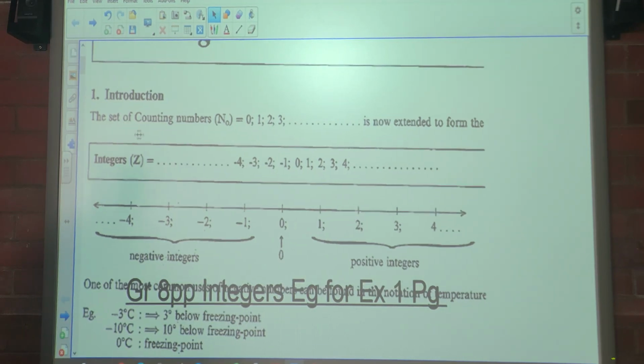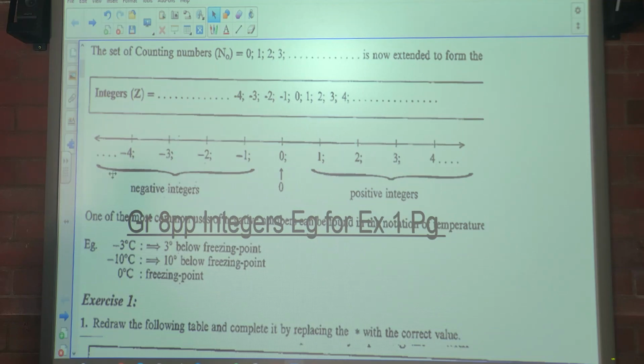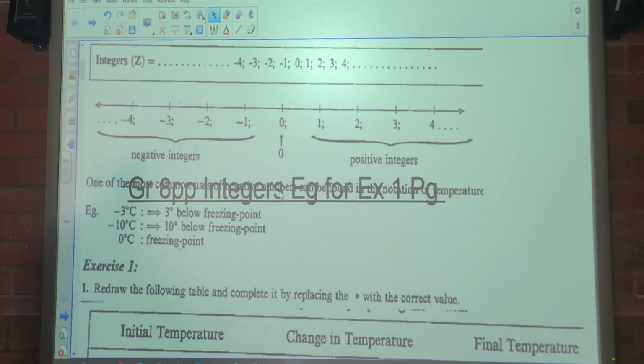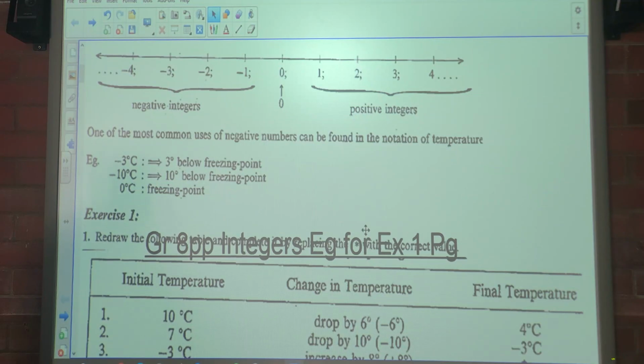So we are told in the introduction that the set of counting numbers, which is 0, 1, 2, 3, is now extended to form integers. So what are integers? Integers are 0, 1, 2, 3, which is your counting numbers, as well as your negative counting numbers. Or in this case, they call it positive integers and negative integers. And then you've got your neutral, which is 0. One of the most common uses of negative numbers can be found in the notation of temperature.